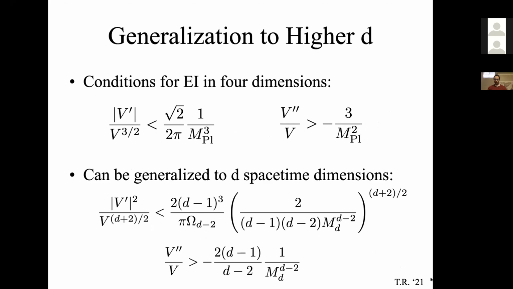In my more recent paper from this year, I extended this analysis from 4 dimensions to D space-time dimensions. It's a simple generalization. We get the same sorts of formulae. You'll note that the coefficient has changed from 3/2 to (D+2)/2. And of course, this order 1 coefficient is a little bit more complicated, but same sorts of physics.